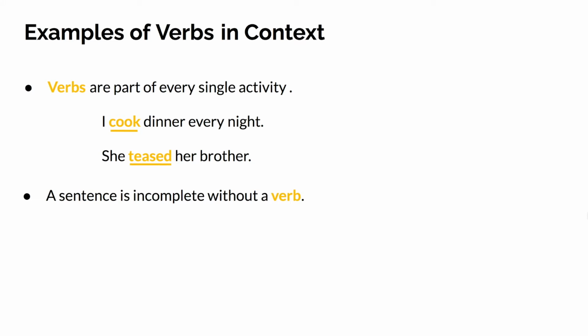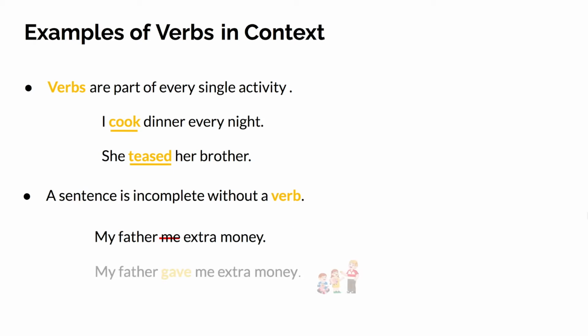A sentence is incomplete without a verb. An incorrect example is, my father me extra money. This makes no sense and is not complete since it does not have a verb. The correct way to say this sentence is, my father gave me extra money. This is a complete sentence with a subject and verb.